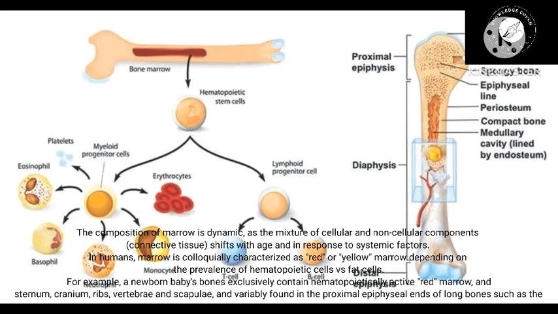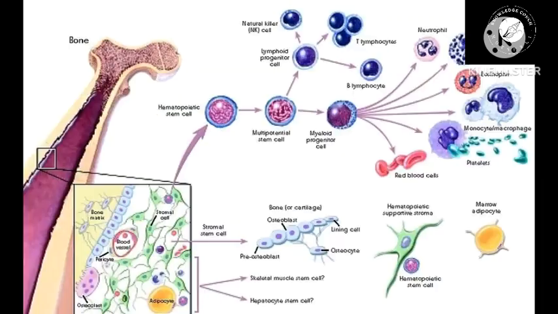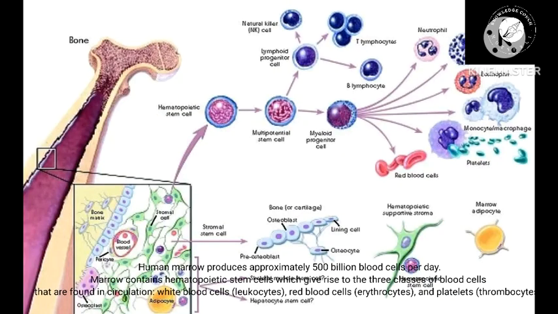In adults, red marrow is found mainly in the central skeleton, such as the pelvis, sternum, cranium, ribs, vertebrae and scapulae, and variably found in the proximal epiphyseal ends of long bones such as the femur and humerus. In circumstances of chronic hypoxia, the body can convert yellow marrow back to red marrow to increase blood cell production. Human marrow produces approximately 500 billion blood cells per day. Marrow contains hematopoietic stem cells which give rise to the three classes of blood cells found in circulation: white blood cells, leukocytes, red blood cells, erythrocytes, and platelets, thrombocytes.